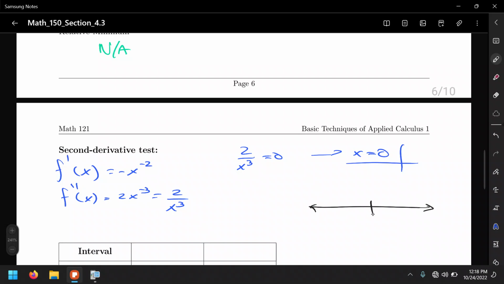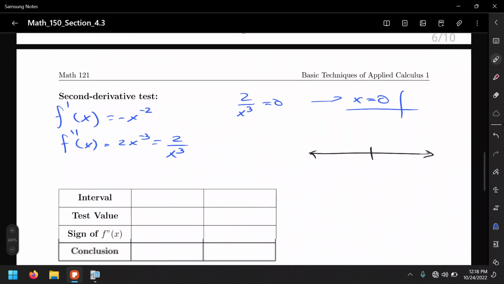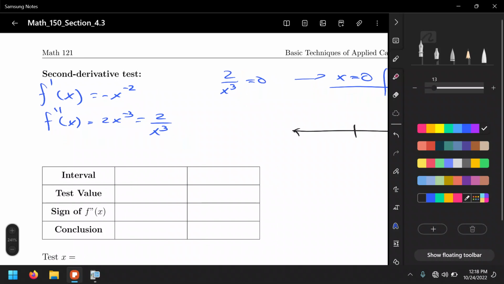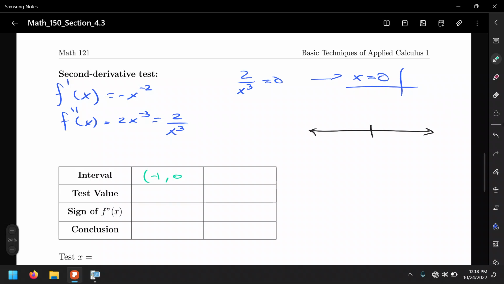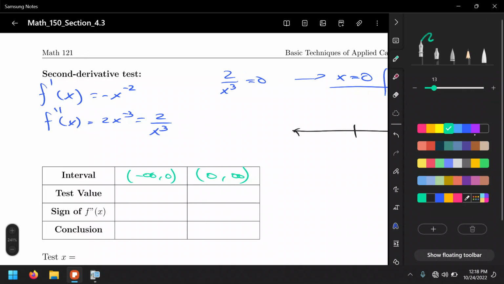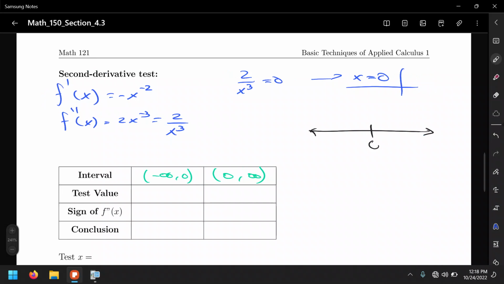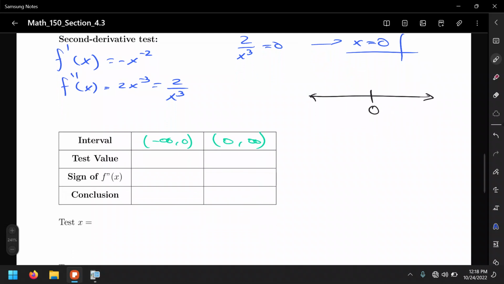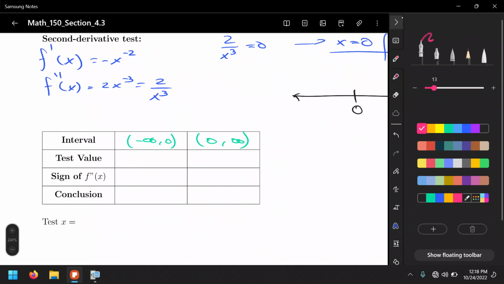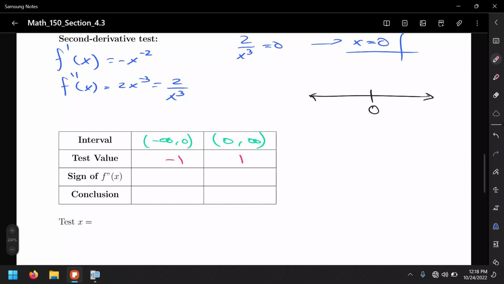So we're going to use a very similar table. That's going to look the same. In this case, let's define the intervals: negative infinity to 0 and 0 to infinity. That's because the hypercritical number is 0. These are going to be the 2 intervals that we will test. So we need to check some test values. Again, I'm going to use the same ones as before: -1 and positive 1.